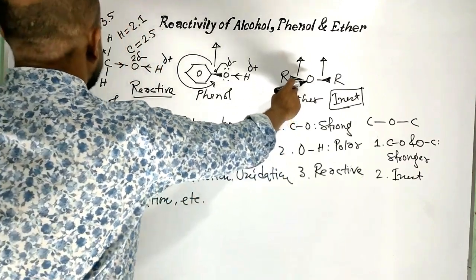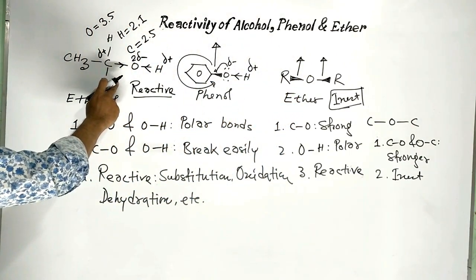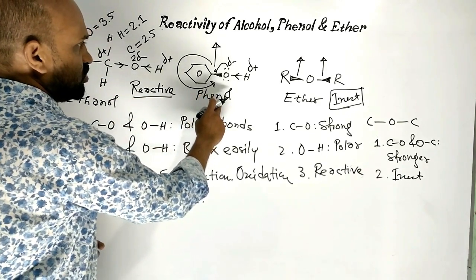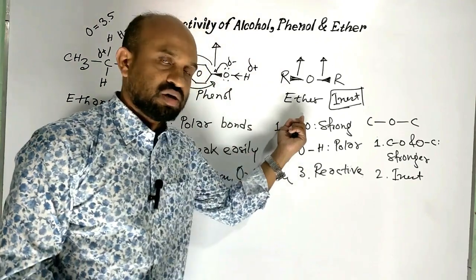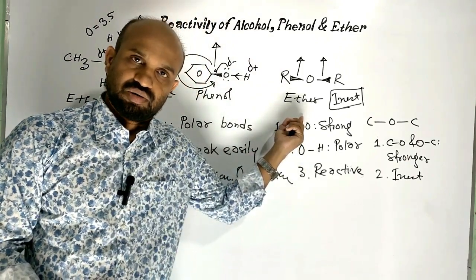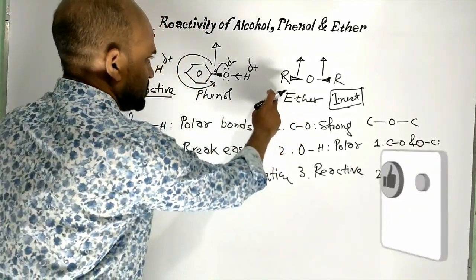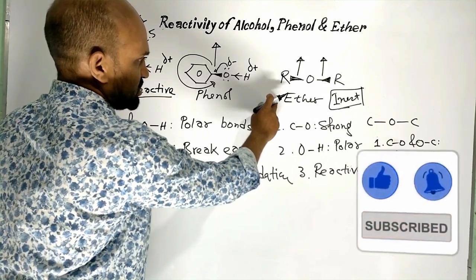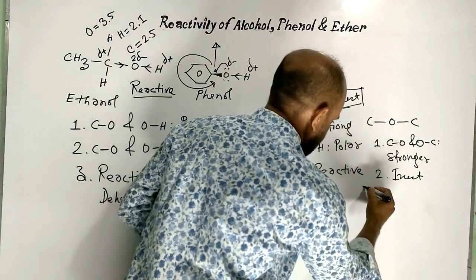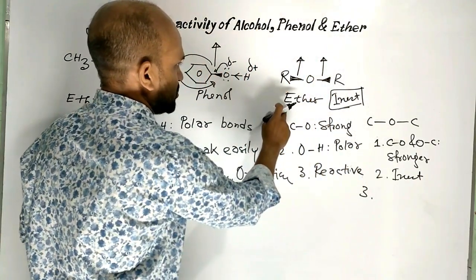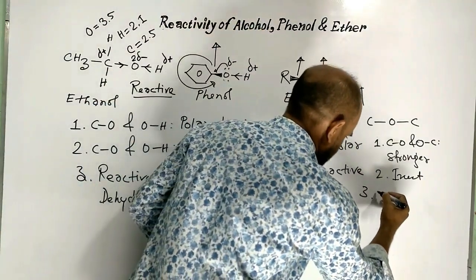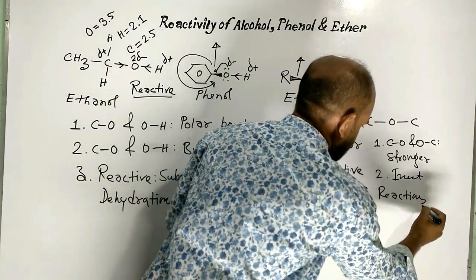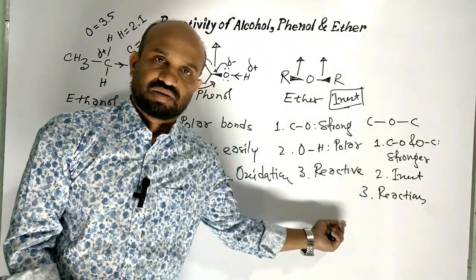So we see that alcohol is a kind of reactive molecule, phenol is a reactive molecule, but ether is a kind of inert molecule. Normally, ether doesn't demonstrate chemical reactions, but in presence of drastic conditions, it shows some reactions that will be discussed in the next lessons.